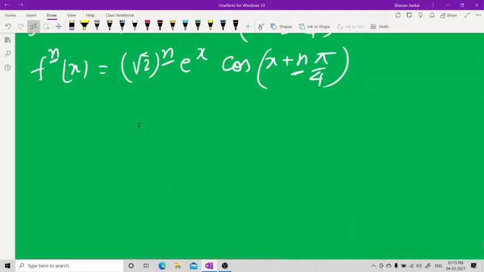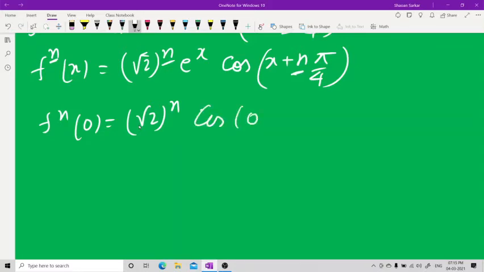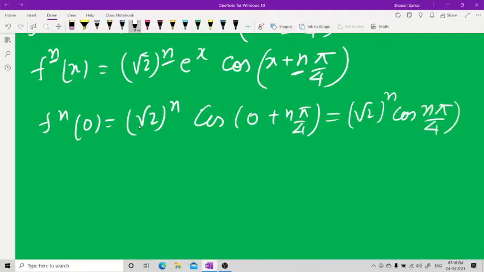Now f^n(0) is nothing but (√2)^n, and this will be put 0, cos(0 + nπ/4), and this will be nothing but (√2)^n cos(nπ/4). So f^n(0) is this. Now let us use this concept.